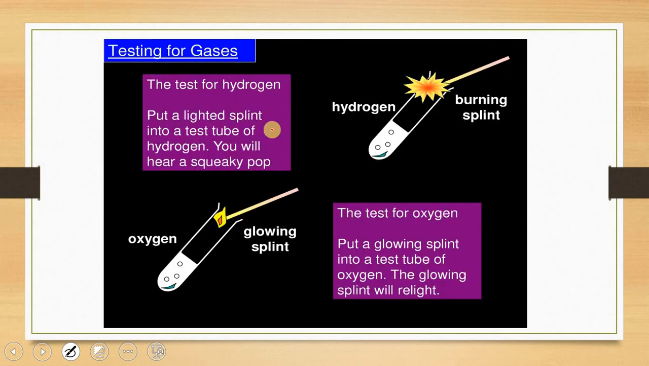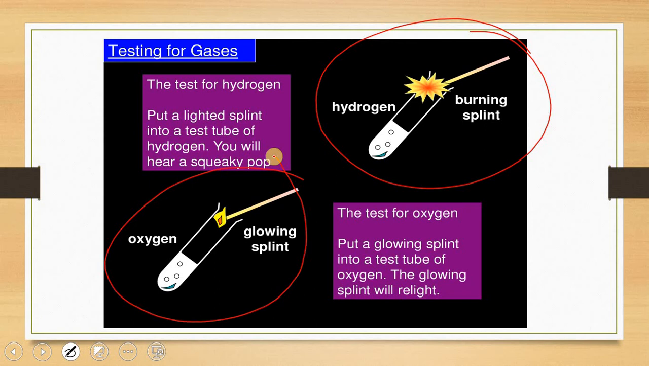So how do you identify? This is a really important question. They will always ask you in the subjective. So how do you identify a hydrogen gas? When you bring a lighted wooden splinter or burning splint near it, it will produce a pop sound. You have to remember, hydrogen will always give a pop sound. It will be like a small explosion, pop, just like that. It's a tiny small explosion.